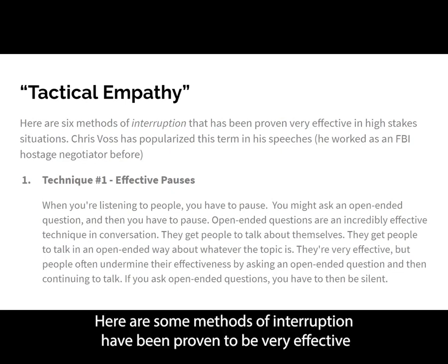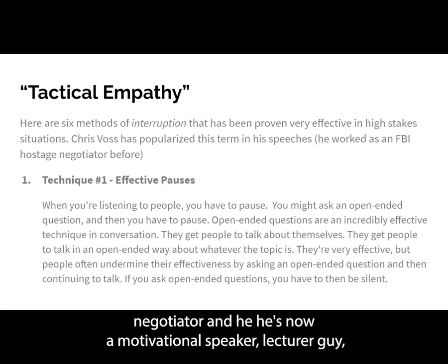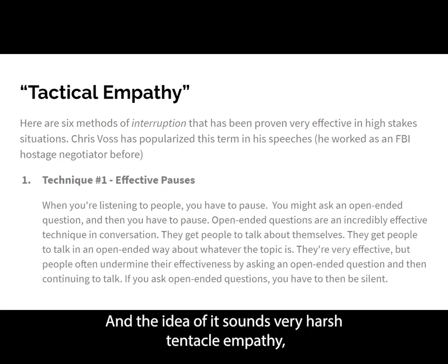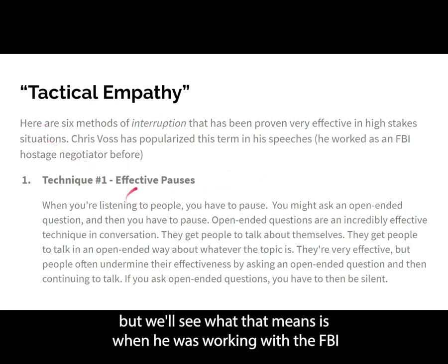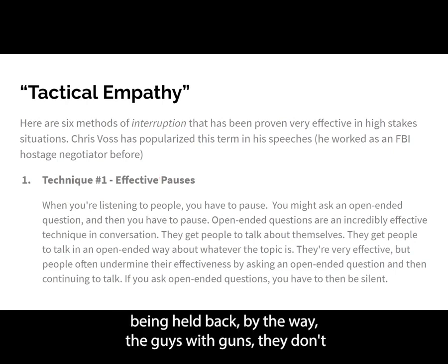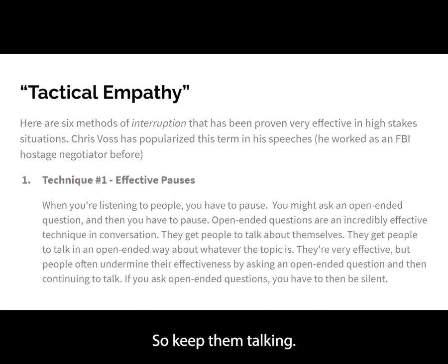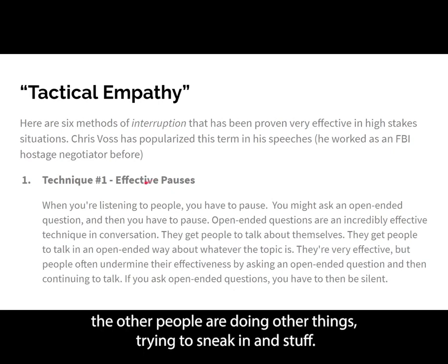So, here are some methods of interruption that have been proven to be very effective at getting people to keep talking. Chris Voss, he is a former FBI hostage negotiator, and he's now a motivational speaker, lecturer guy. But he gives lots of examples of effective listening and active listening, and the idea of, it sounds very harsh, tactical empathy. But we'll see. What that means is, when he was working with the FBI and there's a hostage situation, what he doesn't want to happen is for the hostages, the people being held by the guys with guns, to get killed. And if the person is talking to him on the phone, they're not killing people. So keep them talking. And they're also distracted about what the other FBI guys are doing, because other people are doing other things, trying to sneak in and stuff.